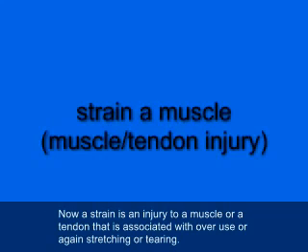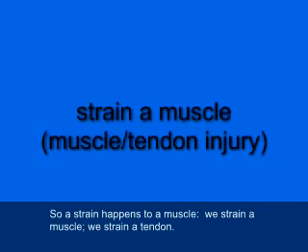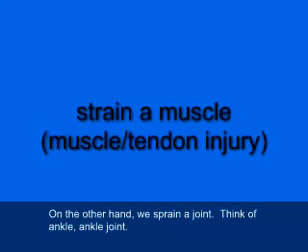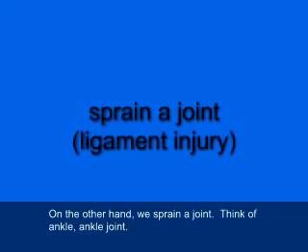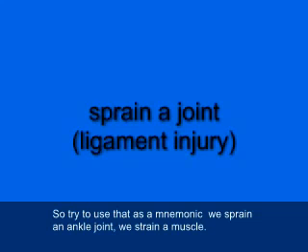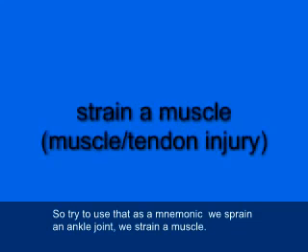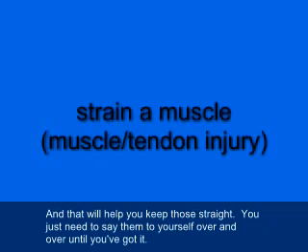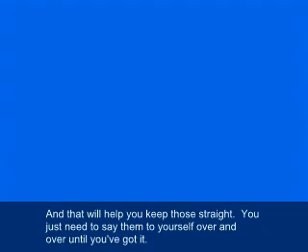Now a strain is an injury to a muscle or a tendon that's associated with overuse or again stretching or tearing. So a strain happens to a muscle. We strain a muscle, we strain a tendon. On the other hand, we sprain a joint. Think of ankle joint. So try to use that as a mnemonic. We sprain an ankle joint, we strain a muscle. And that will help you keep those straight. You'll just need to say them to yourself over and over until you've got it.